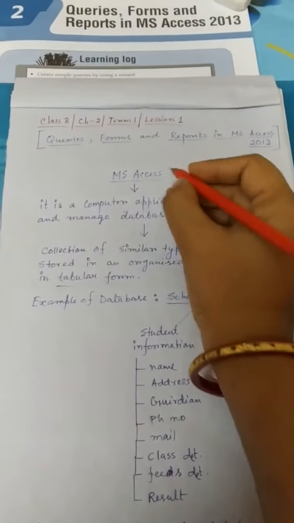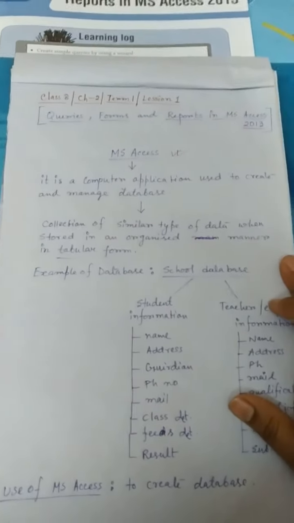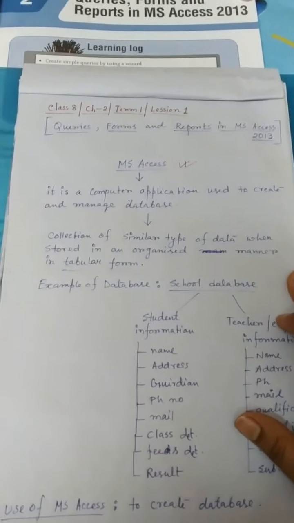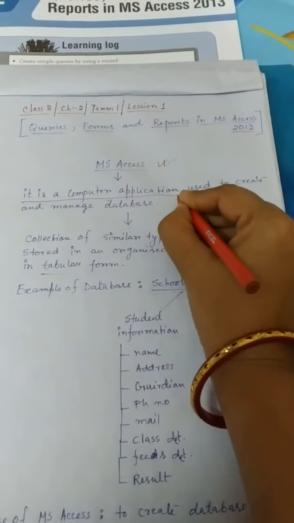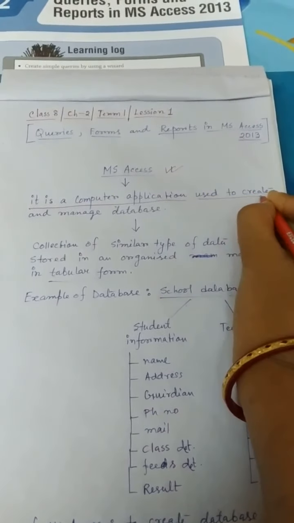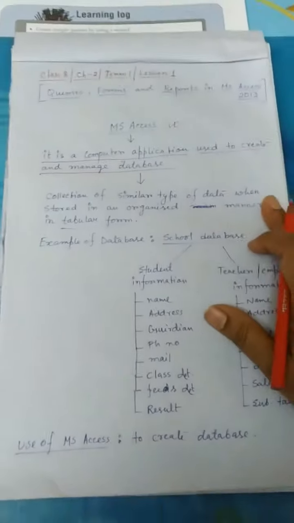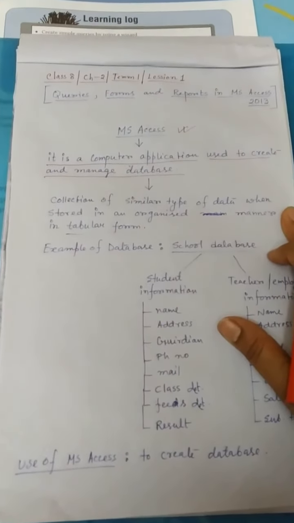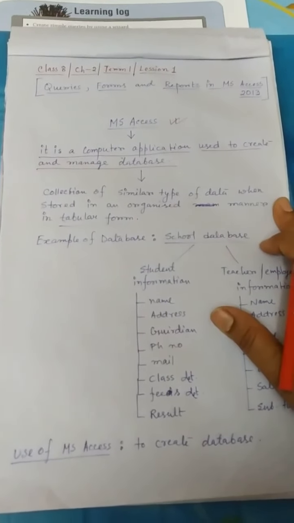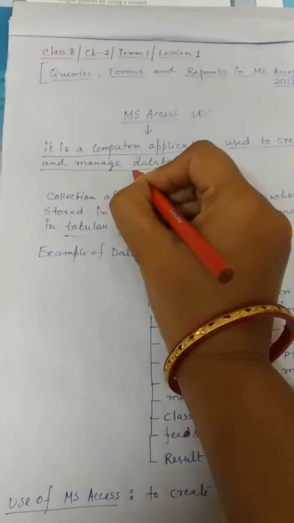First, what is MS Access? It is a computer application used to create and manage a database. That means it is like a software that we use to create a database and to manage a database. Now, what is a database?